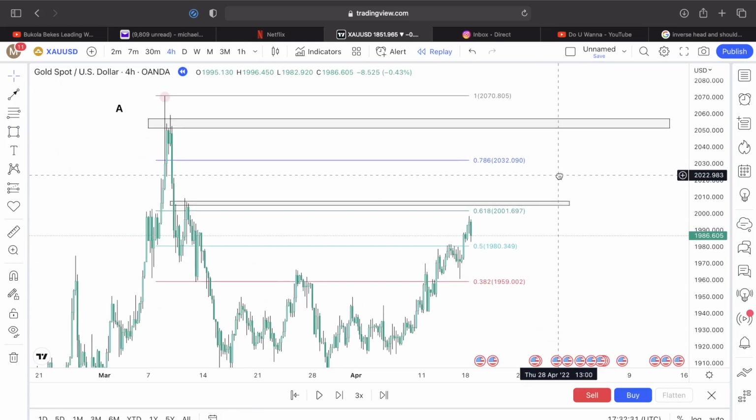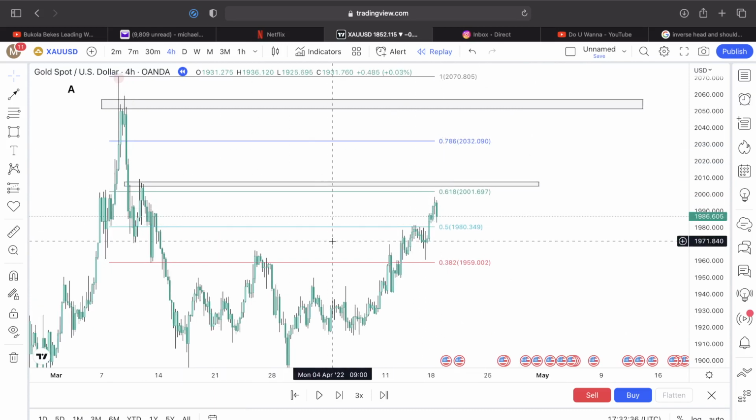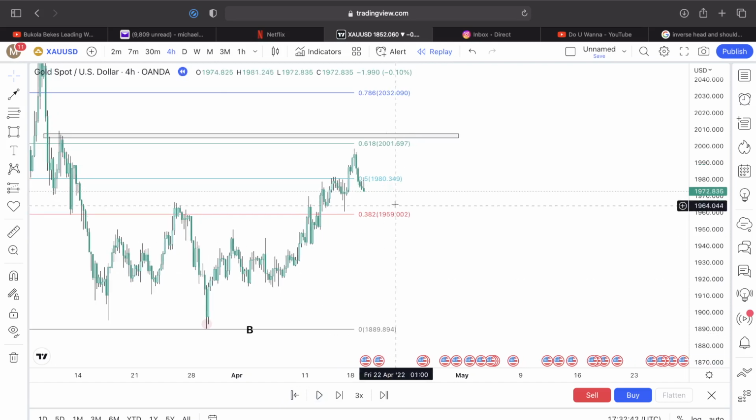Then it breaks the lower high, and then you have the entry here, and then we enter there, and then boom. So that's the C now.